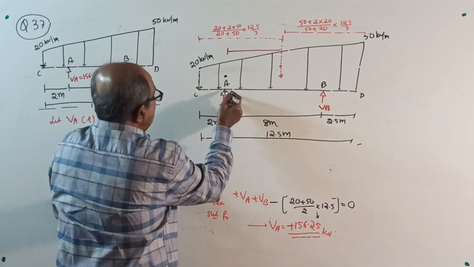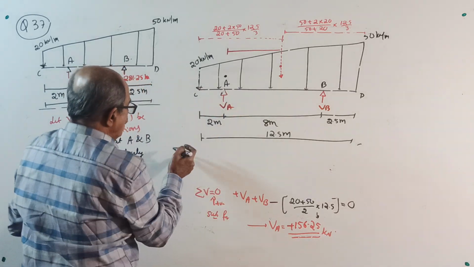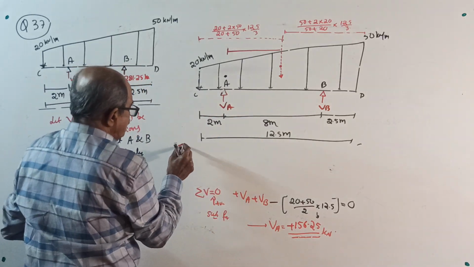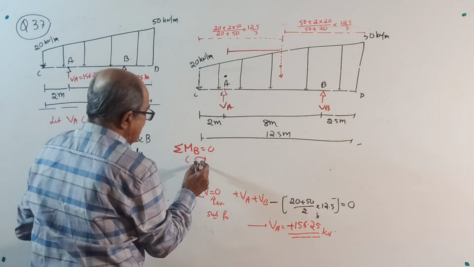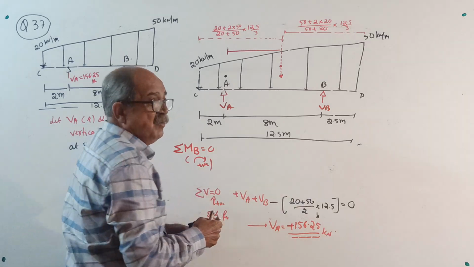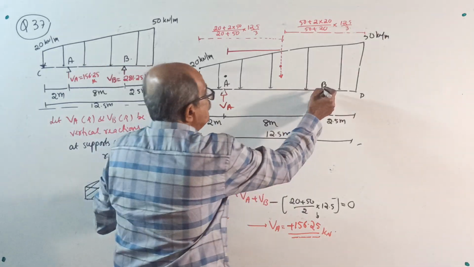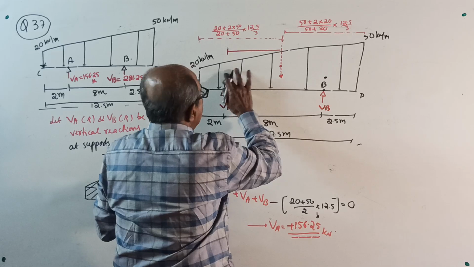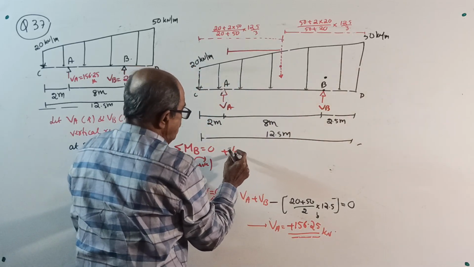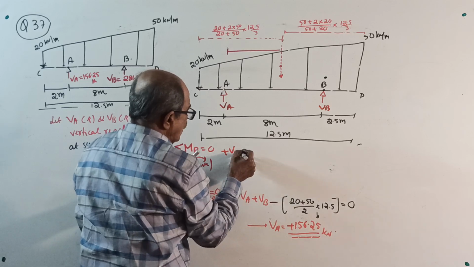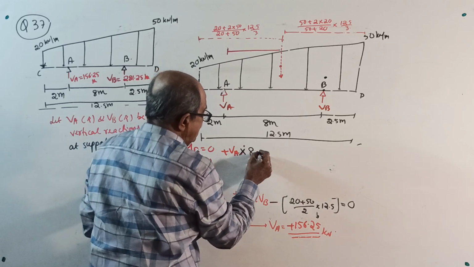Instead of moment about A, suppose you take moment about B. Okay, no problem. Some will say he is doing unnecessary work again and again. No, this is how you develop your concept. Moment about B, this point. Start. Plus VA into 8. Why plus? If you don't understand, you are wasting your time attending my class.